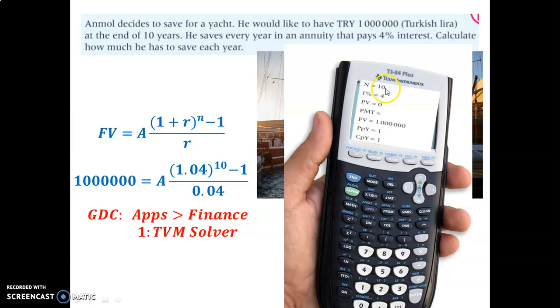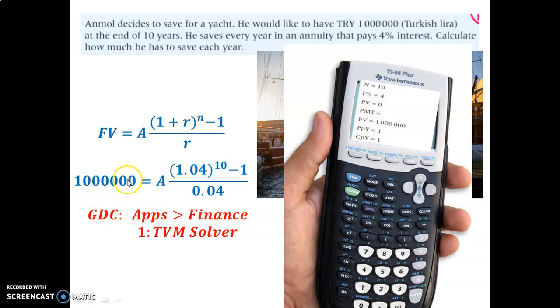Show you here. So 10 was the number of years. 4%. The second one's interest, so you put 4. Don't put a decimal. Present value, we don't know. We're not using that here. Payments, that's the amount you're going to be paying here. We don't know. We leave that blank. That's what we're going to figure out.